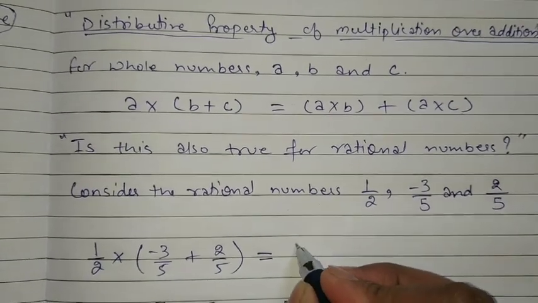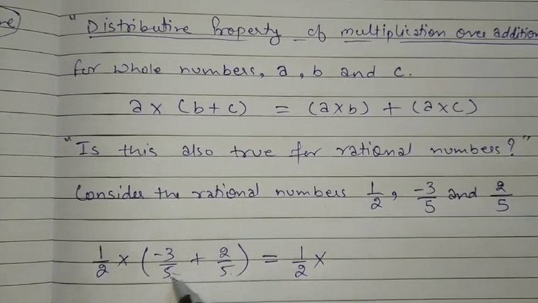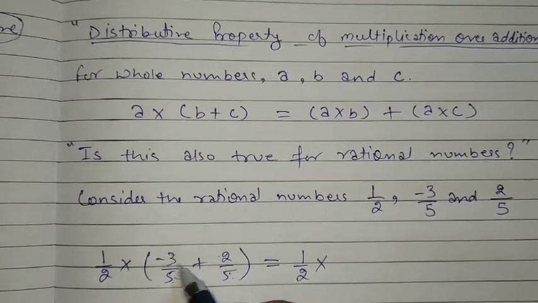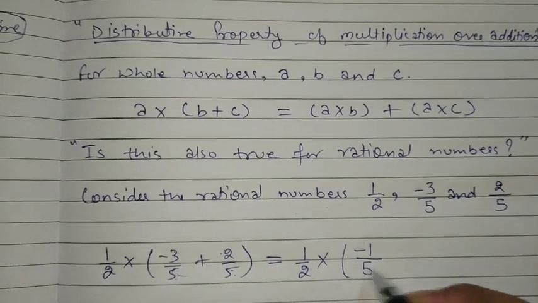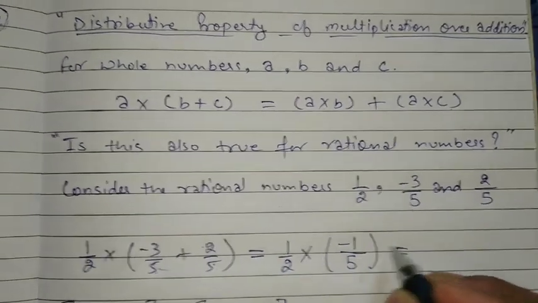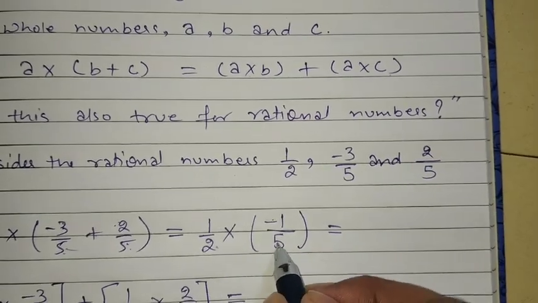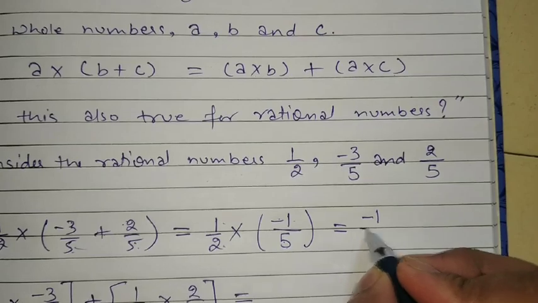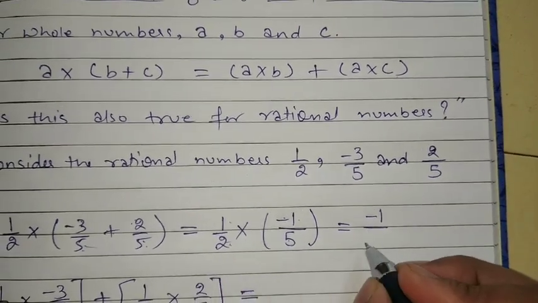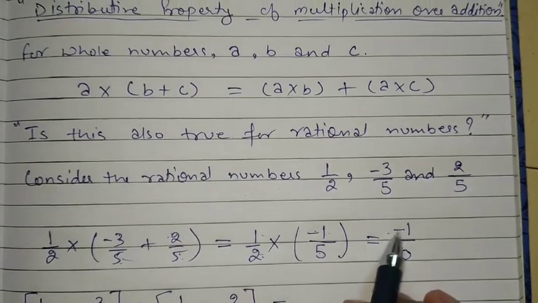So this will be, obviously, according to board maths rule, पहले हम bracket को solve करेंगे. So on solving this bracket, this will be minus 3 plus 2, and minus 3 plus 2 will be 1. Numerator will be minus 1 by 5. And to multiply rational numbers, we simply multiply their numerators and denominators. So this will be 1 into minus 1 will be minus 1 and 2 into 5 will be 10. So this reduces to minus 1 by 10.